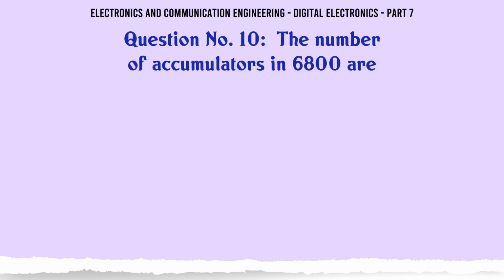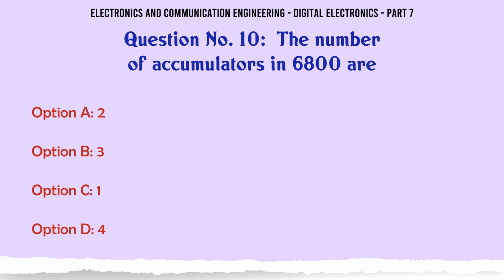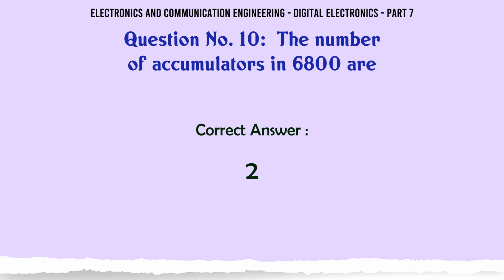The number of accumulators in 6800 are: A. 2, B. 3, C. 1, D. 4. The correct answer is 2.